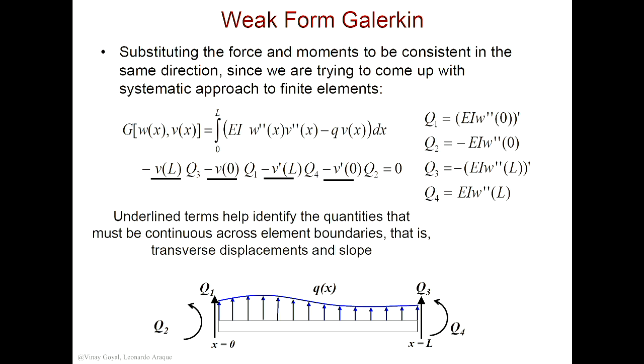Those are the two quantities that need to be continuous across element boundaries, but also the approximation function only needs to satisfy the essential boundary conditions. Those are the only ones that need to be satisfied. And for that reason, the force may not be continuous across, necessarily. Okay? All right, so this is the weak form Galerkin.